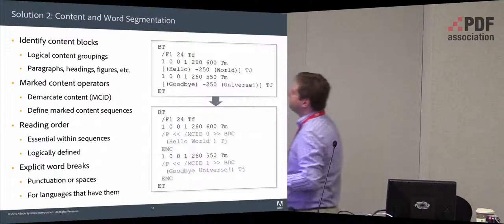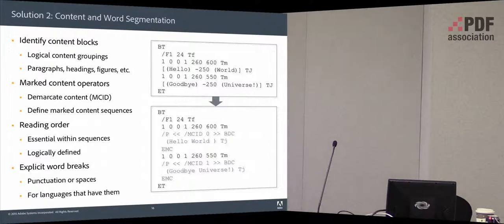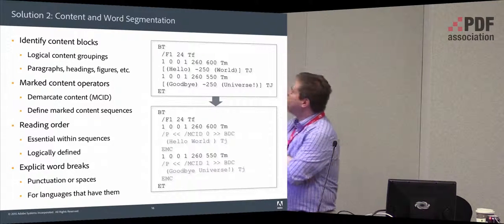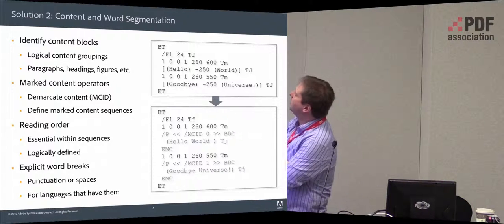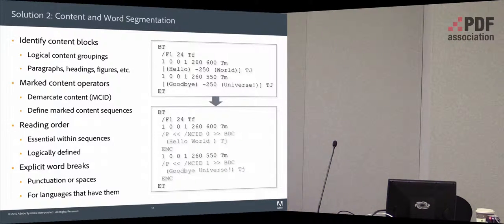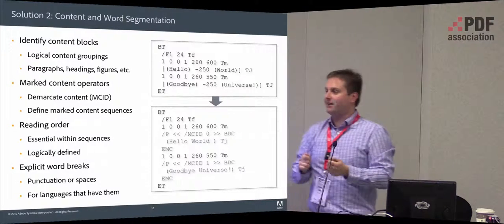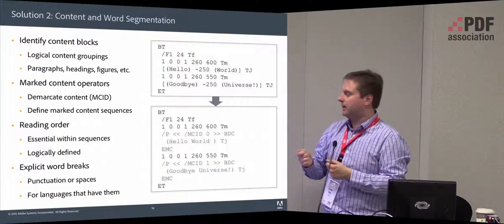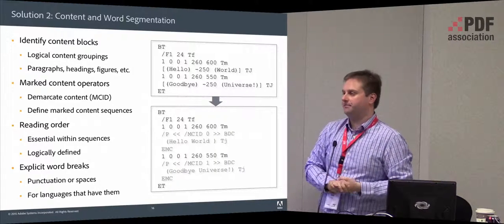So if you take this top example, you'll see that there is basically a single text sequence with Hello World and Goodbye Universe being rendered. What I've done to segment it is to wrap it in these demarcation operators to give it a unique ID. And in doing so, I can now use that later to refer back to that content. Now, I'll get to how that's used in a minute.